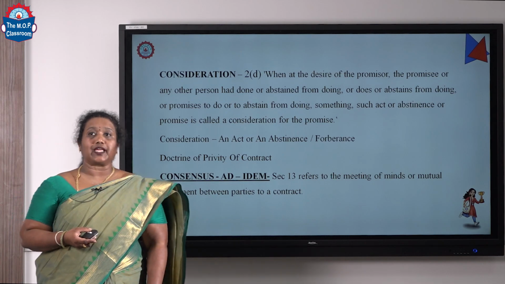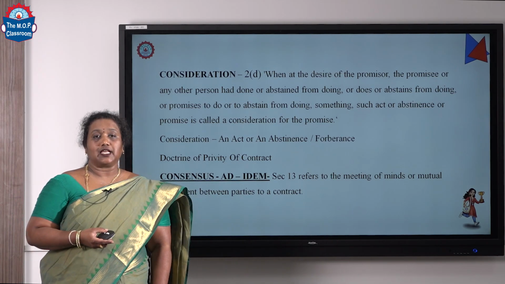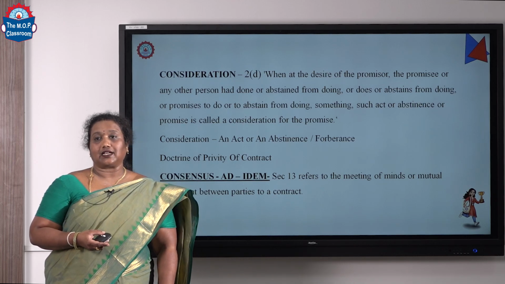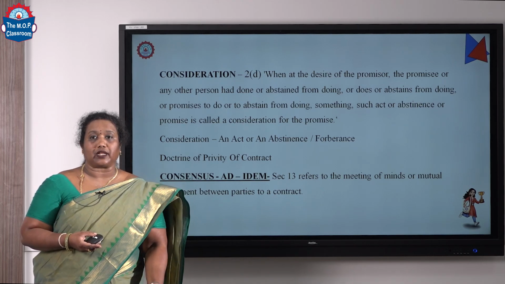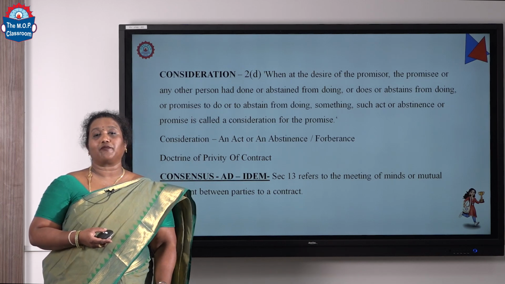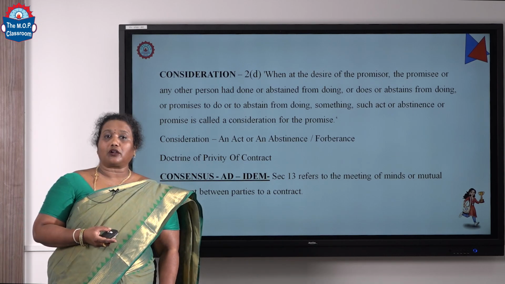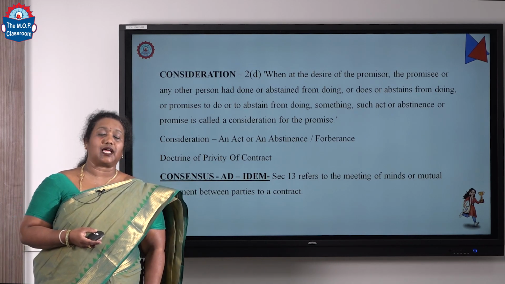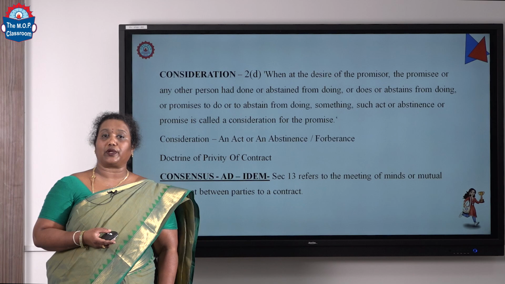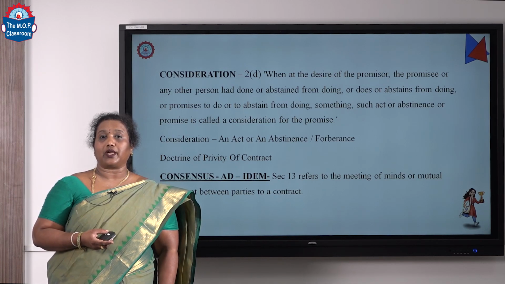A consideration can be an act or an abstinence or a forbearance. When I say it's an act, a consideration can be to do a particular thing, whereas abstinence, refraining from doing a particular act, is also considered a consideration. Now, coming to the doctrine of privity of contract, it means that only parties to the contract can sue and can be sued. So, a stranger to the contract cannot sue and cannot be sued.